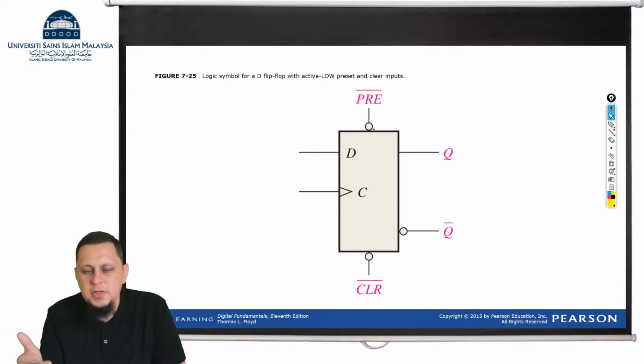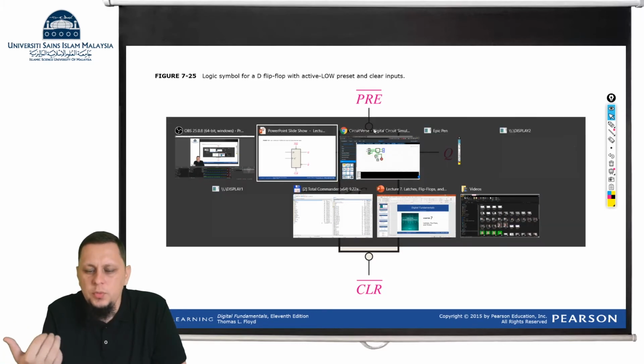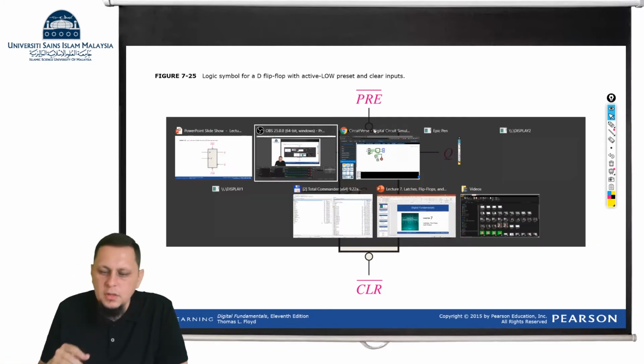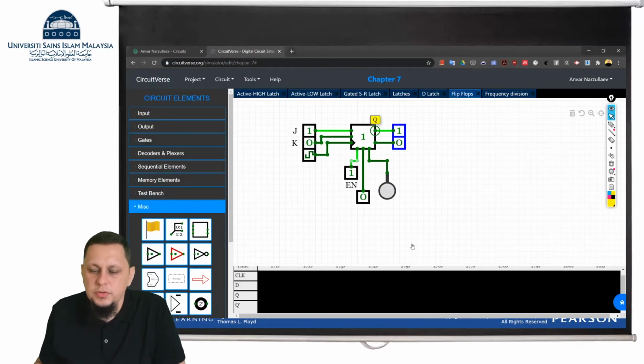For preset, when you click, it will change the output. For example, if you preset it to 1, when you send the high signal through the preset input, the output will change to 1. Same with clear: when you send 0 through the clear, the output will change to 0. In this case, it does not depend on the clock input, so it is asynchronous, not synchronous. You can change the output whenever you want, just by sending signals through these two inputs.